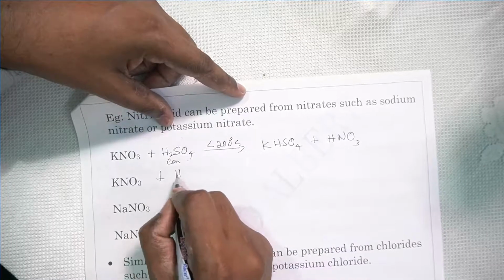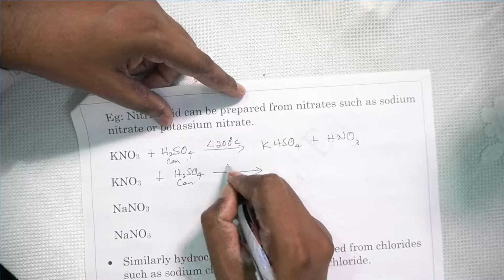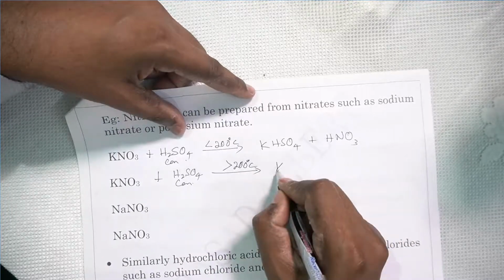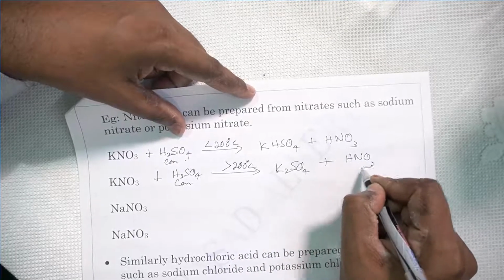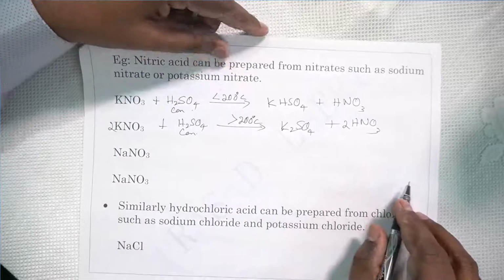Now the same reaction, if you take H2SO4 and heat it with KNO3 at a temperature above 200 degrees Celsius, you get K2SO4. But still you get nitric acid. HNO3 is obtained, 2 HNO3 and 2 KNO3. That's how you balance it. So you get this one.